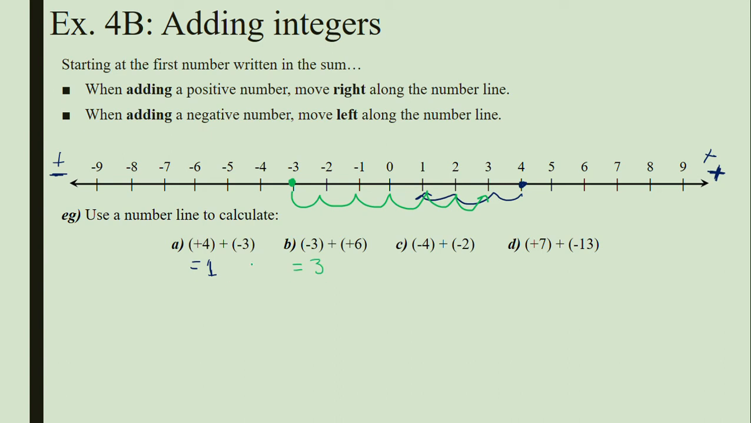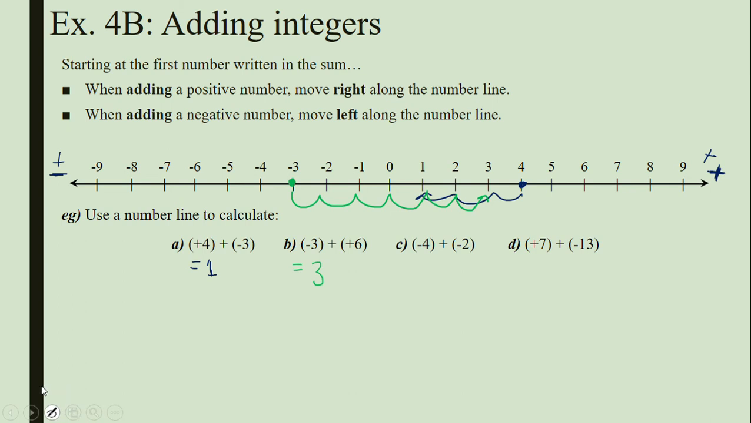You don't have to include the positives in front of the answers unless you really, really want to. I'm going to begin leaving them out anyway, but the answer is positive 3. If you don't put a little symbol in front of it, I'm going to assume that it's positive. Okay, so the answer for part B is positive 3.